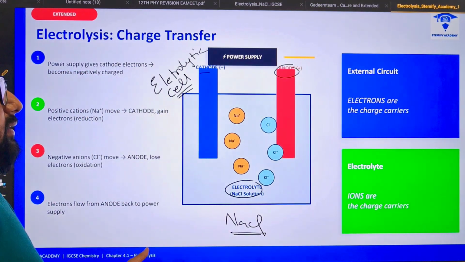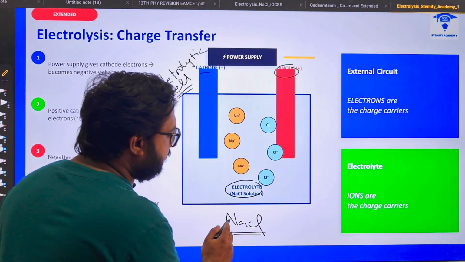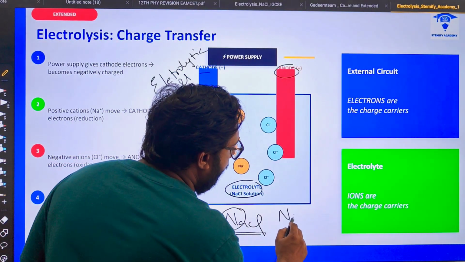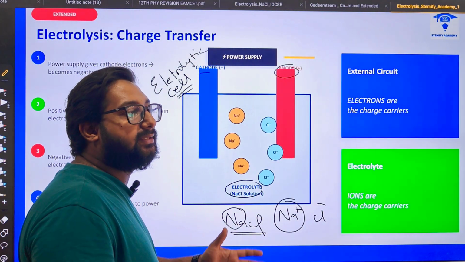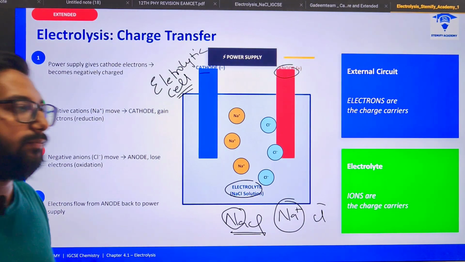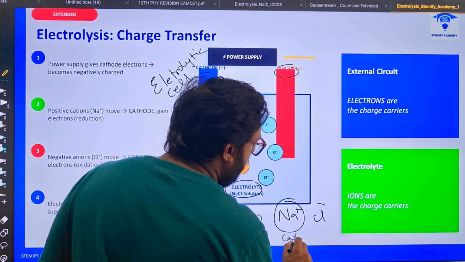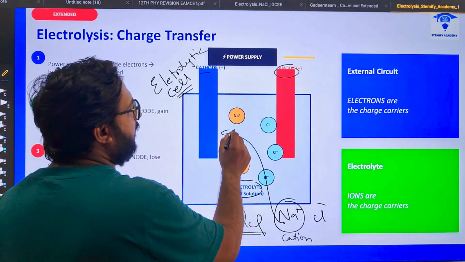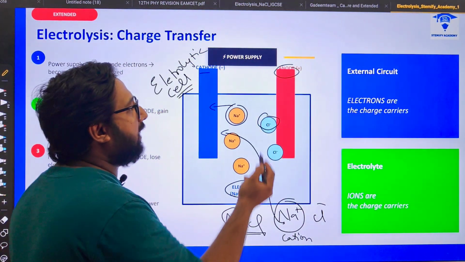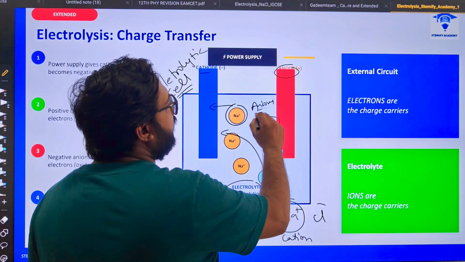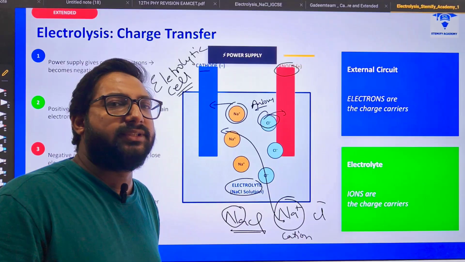When we are using NaCl as electrolyte, the NaCl splits into Na+ and Cl-. Na+ is positive. Is it cathode or anode? Is it anion or cation? Yes, it is a cation. So the cation goes to the cathode. The Na+ goes towards the cathode, and Cl-, which are anions, move towards the anode. This is what generally happens during electrolysis.